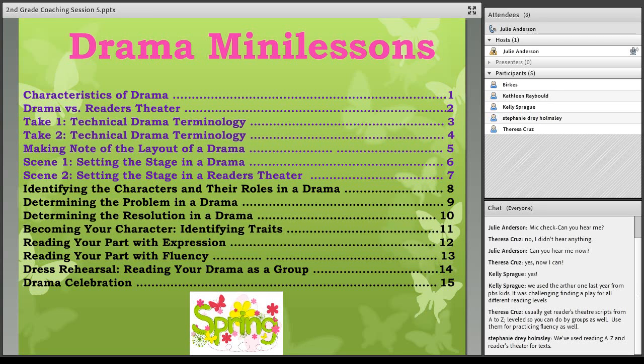And if you take a look at lessons 8 through 15, identifying the characters. Your students have talked about characters all year long. The only difference is now they're talking about characters and their role in a drama. Determining the problem. This is something that's also familiar to them. We're only using a different genre. Determining the resolution, talking about the characters. When we get to reading with expression and fluency, you have been doing this all year long. And then the last two, reading your drama as a group, and then of course your celebration.